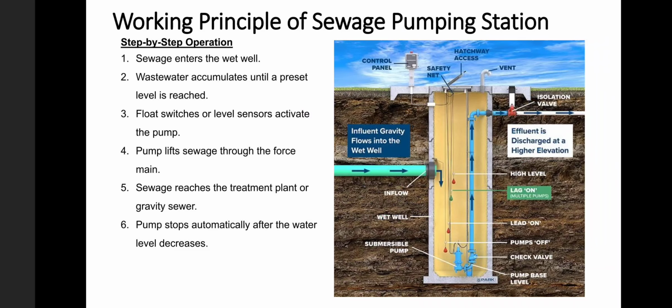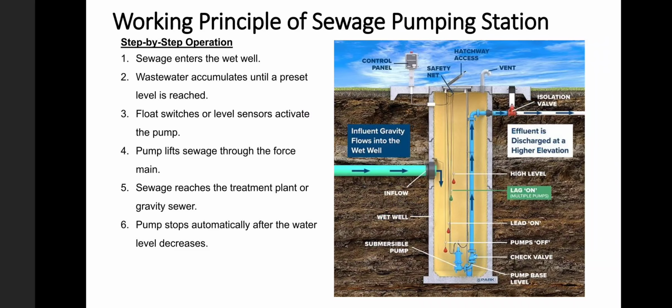So, working principle. Initially the sewage water enters the wet well, and the wastewater accumulates until the preset level is reached. Once the preset level is reached, the automatic float valve or level sensor gets activated and starts the pump. The pump then lifts the wastewater and the minute amount of sludge available in it through the force main. Then it reaches the treatment plant or gravity sewers.